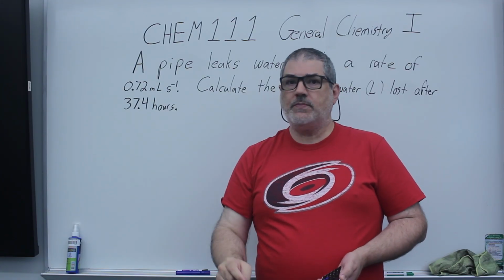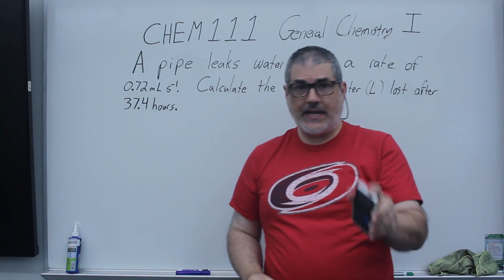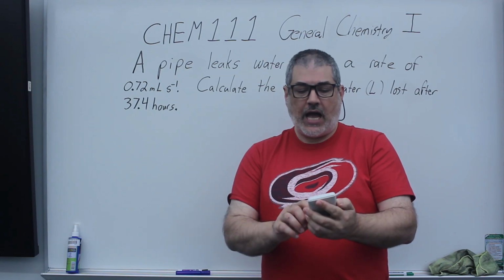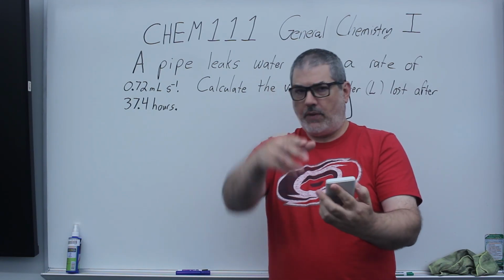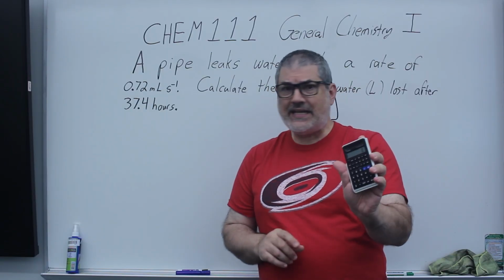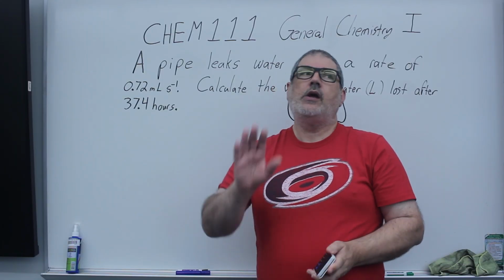Without a doubt, one of the most important things you need to do is get yourself a good scientific calculator. Now, it doesn't need to be an expensive scientific calculator. It needs to be good. I've got a little Casio, and I'll put the description of this. It's less than 10 bucks at Walmart. It's not very fancy, but it does everything you need for General Chemistry 1 and 2.